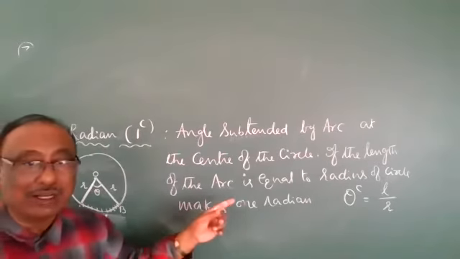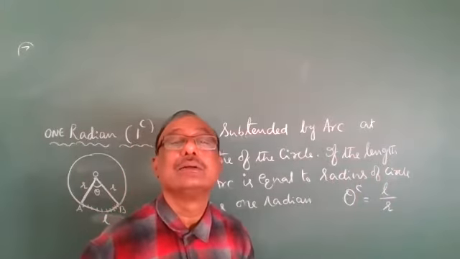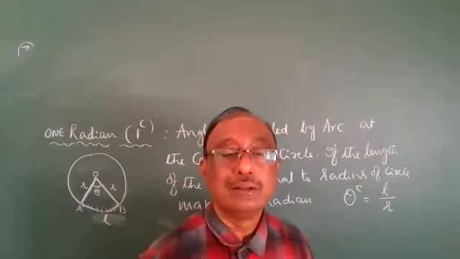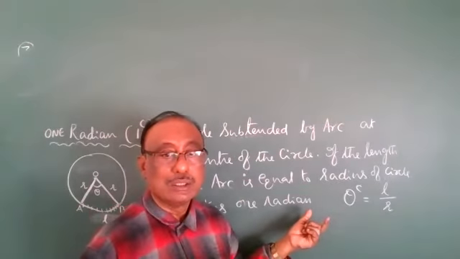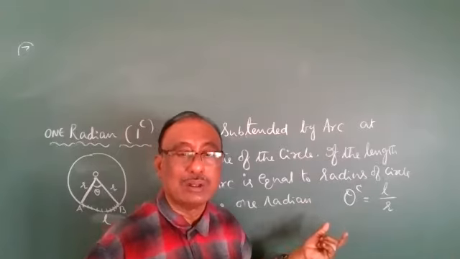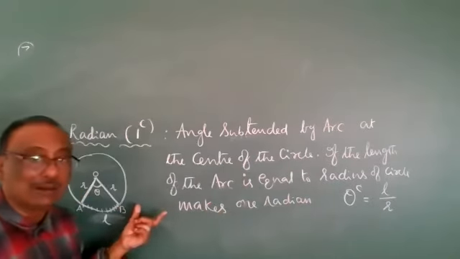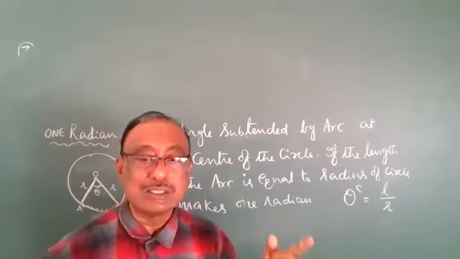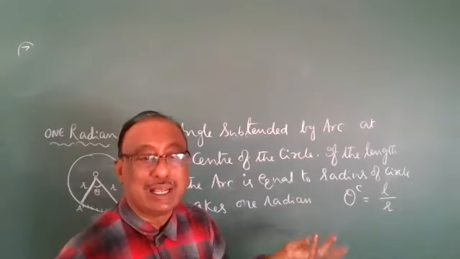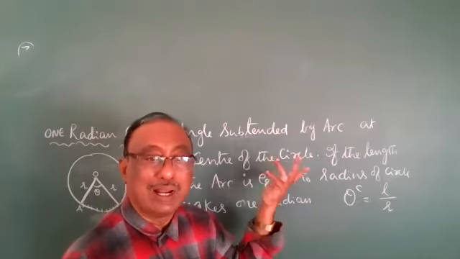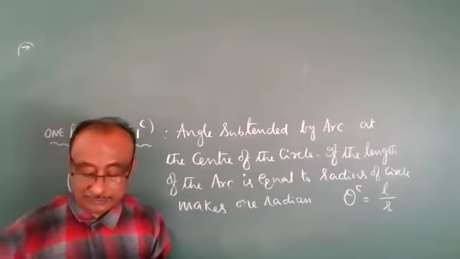Now it is clear, everyone. The theta radians formula is L by R, length of the arc by radius. If L and R are both equal, then it is called 1 radian. Cancel, it becomes 1 radian. That is the definition. Any doubt?